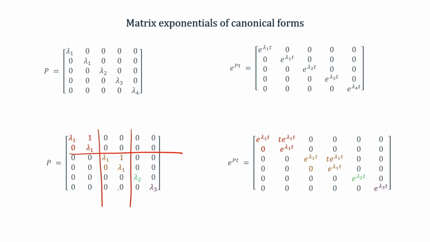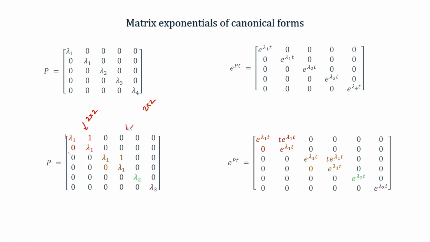If I take another example, here you can see that now you have a 2 cross 2 Jordan block. Again corresponding to lambda 1 you have another 2 cross 2 Jordan block here. So corresponding to the same eigenvalue you can have different Jordan blocks, but within a Jordan block it cannot be different eigenvalues. So we have 2 cross 2 Jordan blocks here. We have lambda 2 which is a 1 cross 1 block, and then lambda 3 which is a 1 cross 1 block.